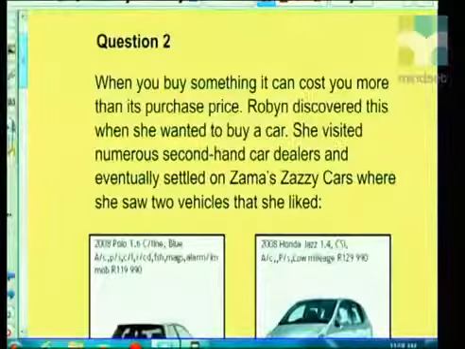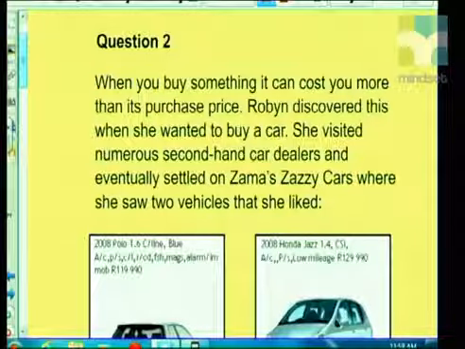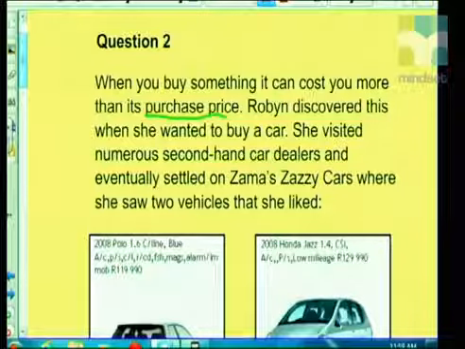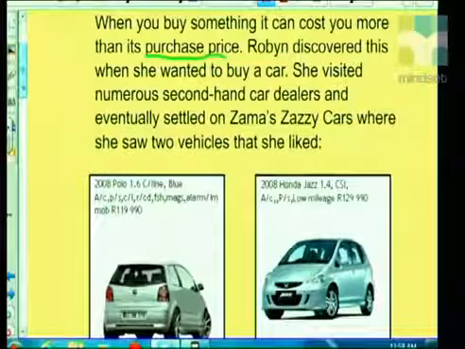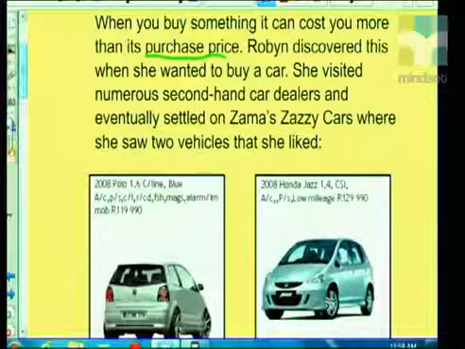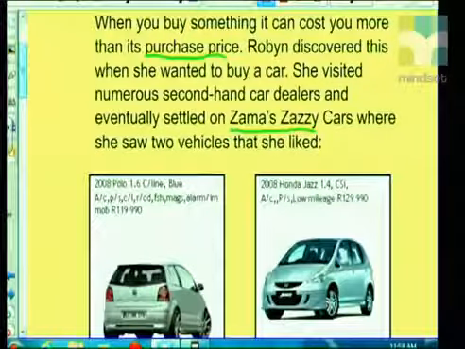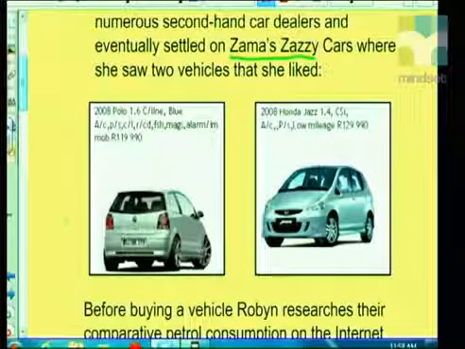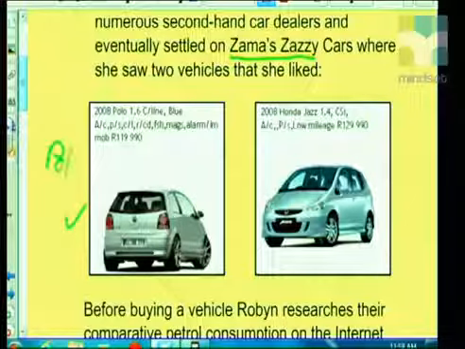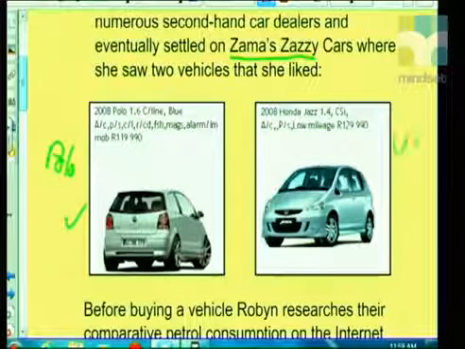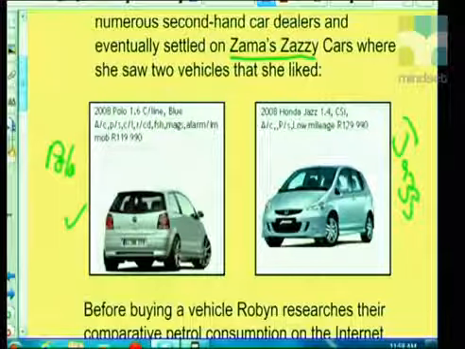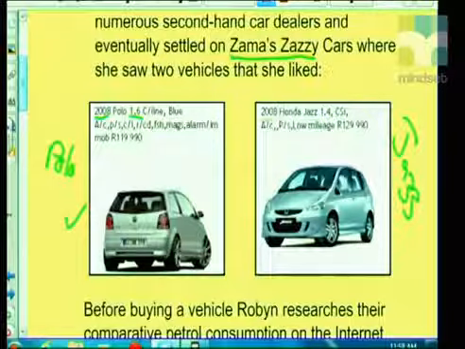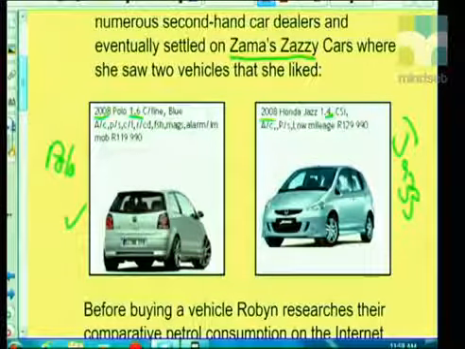So when you buy something, it costs you more than its purchase price. That's a very important principle. Robin discovers this when she wants to buy a car. She visited numerous second-hand car dealers and eventually settled on Zama Zazi's Cars, where she saw two vehicles. Here are the two vehicles that she liked. It was a Polo. That's the Polo there. And there's a Jazz. So she was given the choice of a 1.6 2008 Polo, or a 2008 1.4 Jazz.